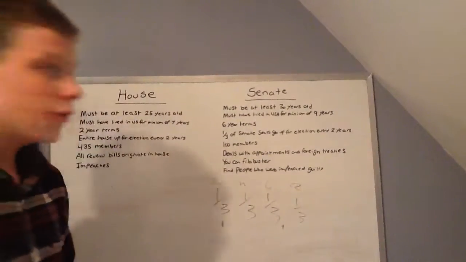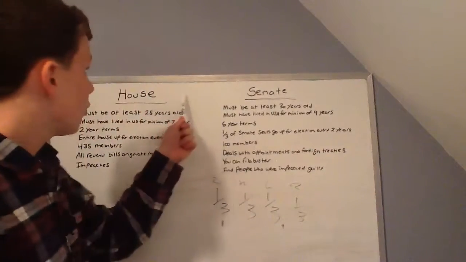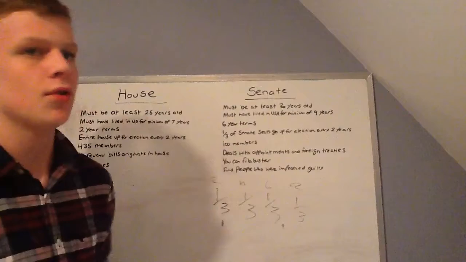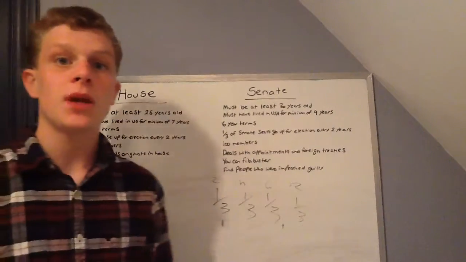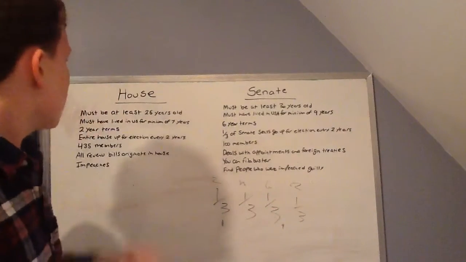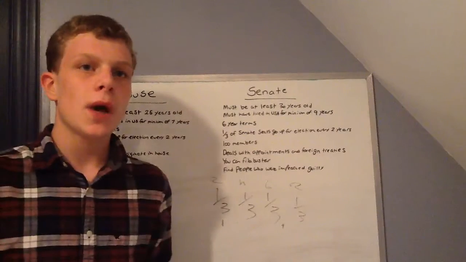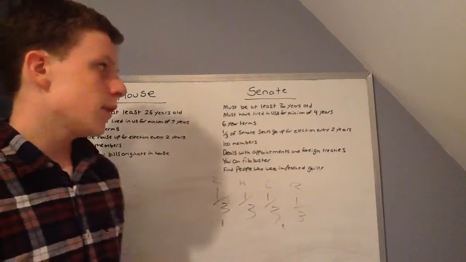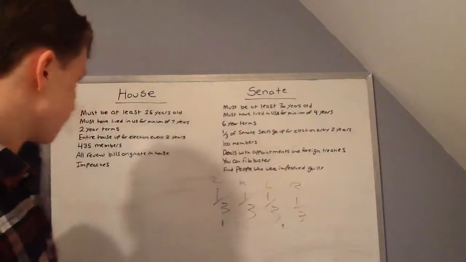In this video, I will be discussing the differences between the House and the Senate. To serve in the House, you must be at least 25 years old, and to serve in the Senate, you must be at least 30 years old. To serve in the House, you must have lived in the U.S. for a minimum of 7 years. To serve in the Senate, you must have lived in the U.S. for a minimum of 9 years.